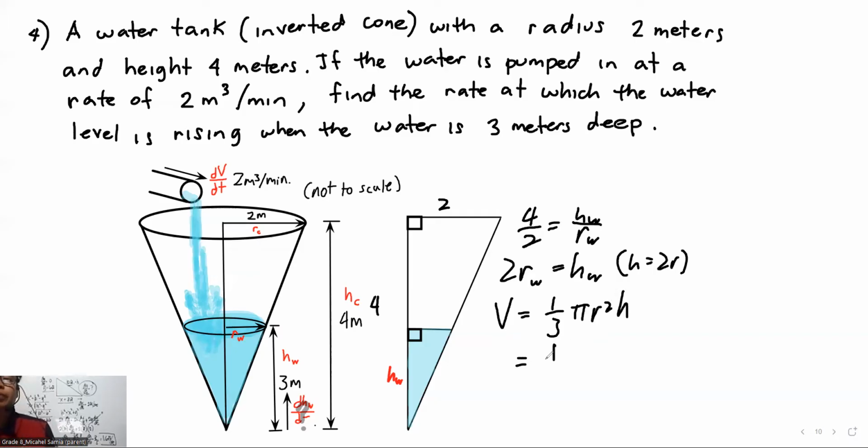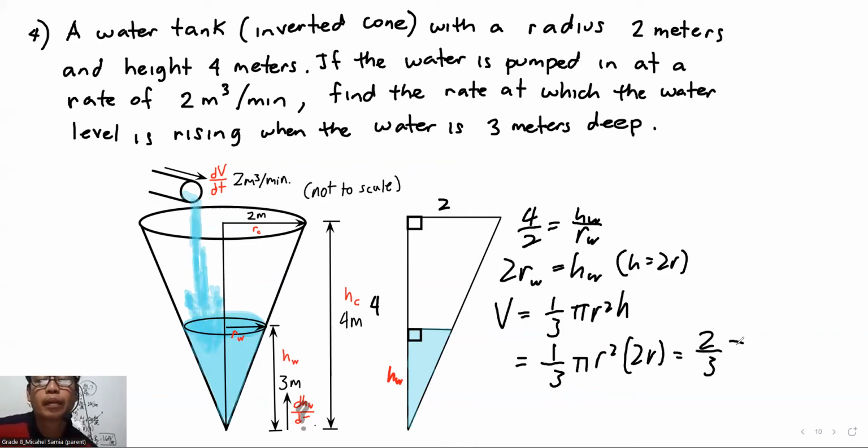We can substitute. No, Josh, wait, Josh. Change r to h since you're looking for dH/dt. You're looking for the level of water rising. So you're looking for the height.